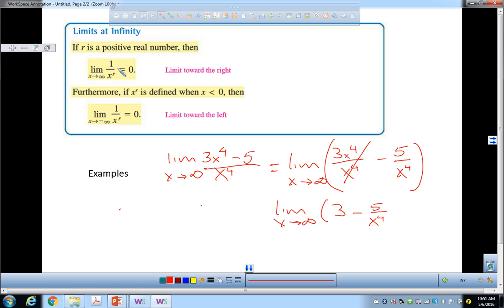And using this rule right here, what does this thing go to? What's the limit of this as x goes to infinity? 0, right? This thing goes to 0, right? Because as this becomes infinitely large, this thing becomes infinitely small. And so my limit as x goes to infinity of this function is just equal to 3. I adjusted the rule and did it.